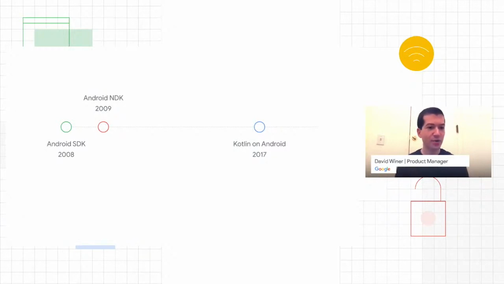The Android SDK was released in 2008, and with that, we had support for coding apps in the Java programming language. The very next year, in 2009, we added the Android Native Development Kit, our NDK, and that added C++ support. And then it was a full 8 years before we added support for our third language, Kotlin.